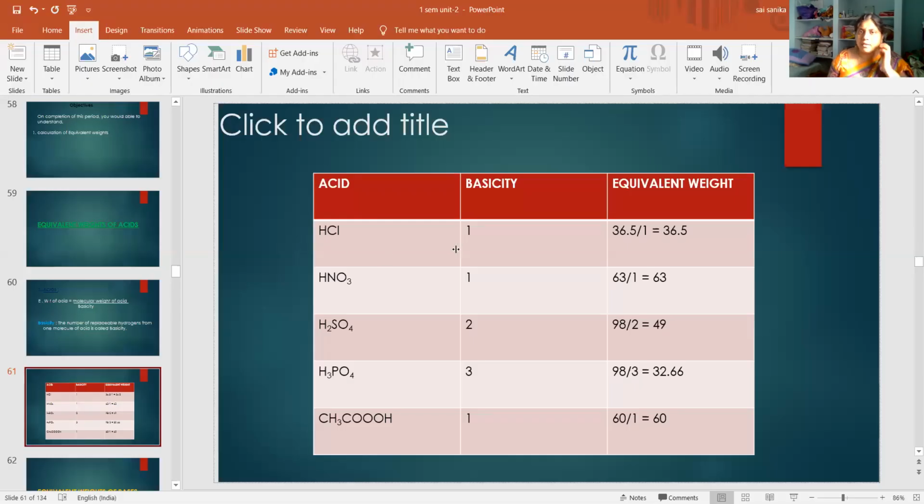Okay, now we'll go here. HCl, basicity 1. Its molecular weight is 36.5 by 1, so its equivalent weight is 36.5 grams.